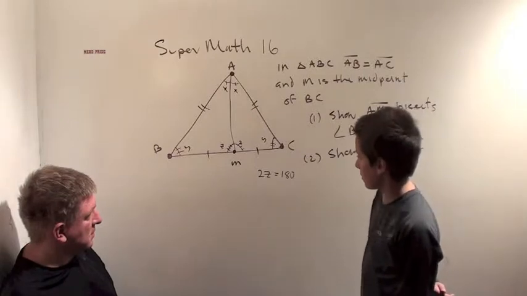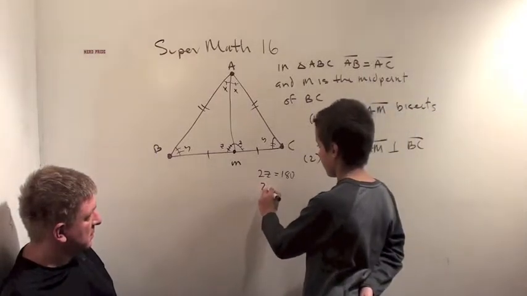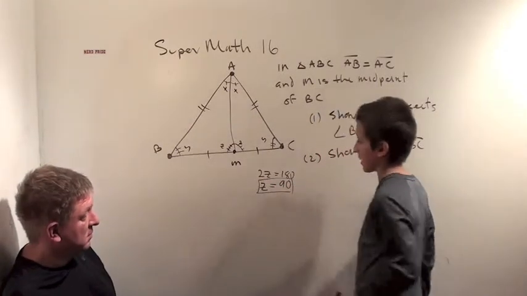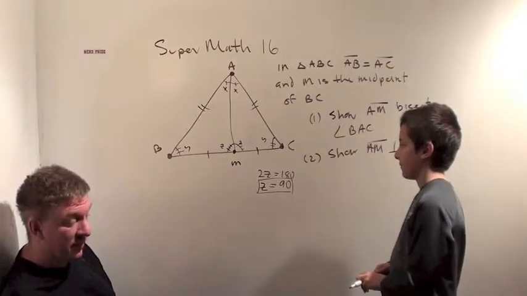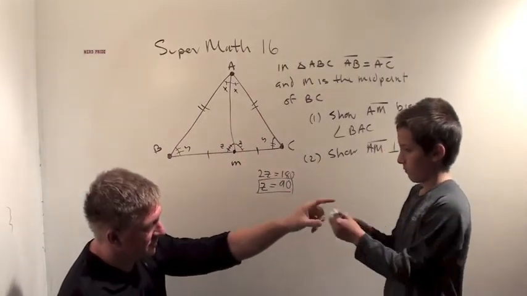So this means Z is 90. That all by itself means Z equals 90. It's a quick and easy proof. And different, good job, from the one we talked about last night.